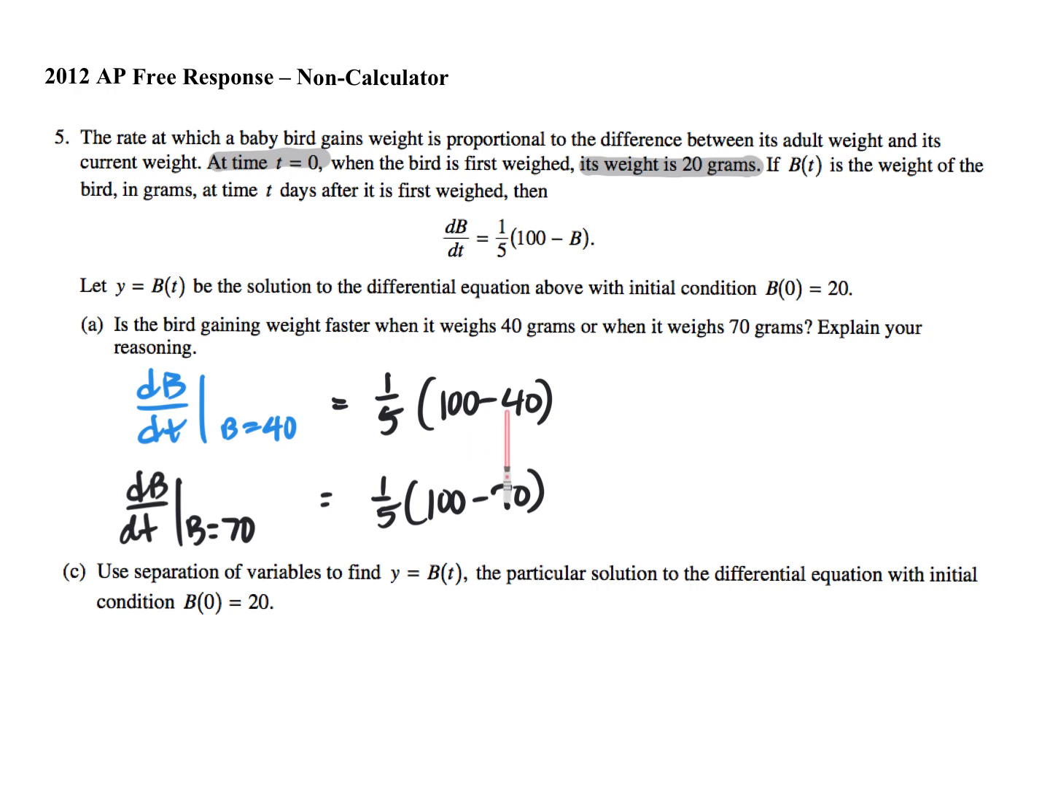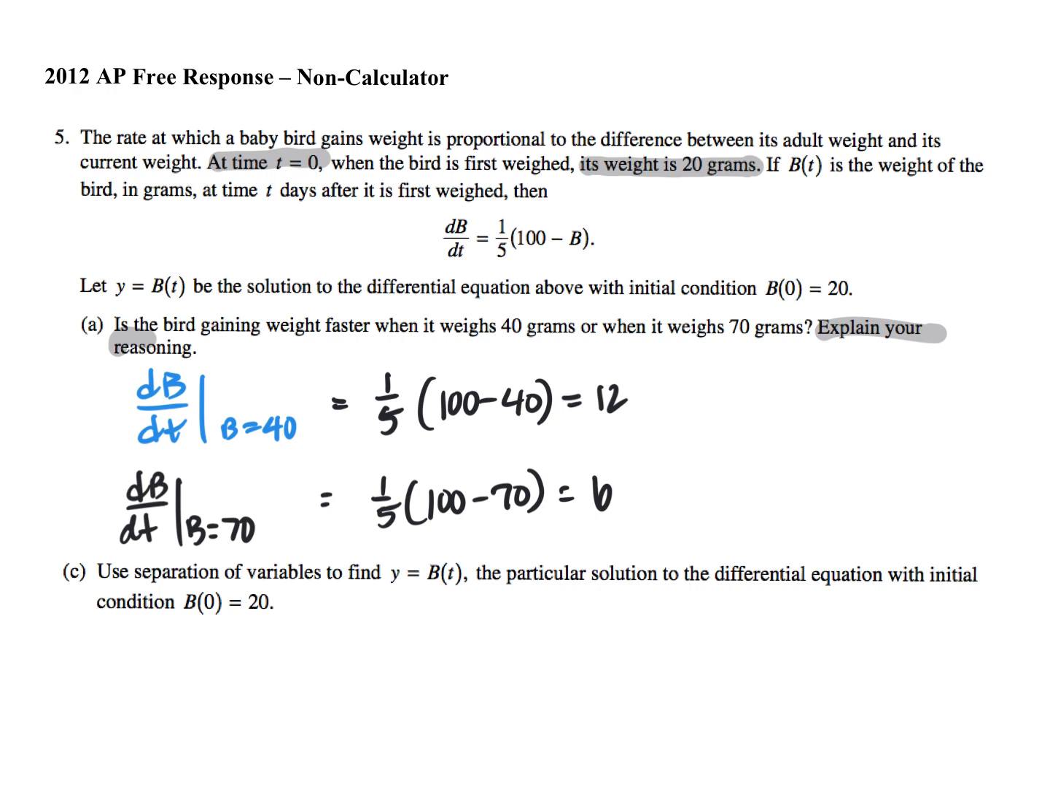You guys, let's go simplify this. What's 100 minus 40? 60. What's 60 divided by 5? 60 divided by 5 is going to get me 12. Not that we have to simplify it, you guys, at all, but it might help you get an answer. 100 minus 70? 30 divided by 5. So, what does it say? Is the bird gaining weight faster when it weighs 40 grams or when it weighs 70 grams? The rate that it's gaining weight at 40 grams is bigger than the rate that it's gaining weight at 70 grams, right? So that's exactly what we'd say when they say explain your reasoning.